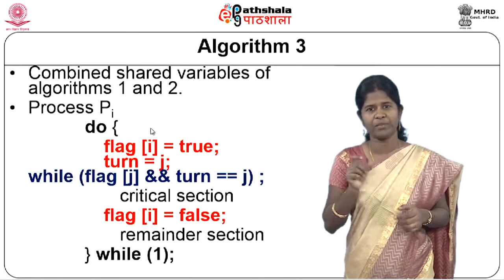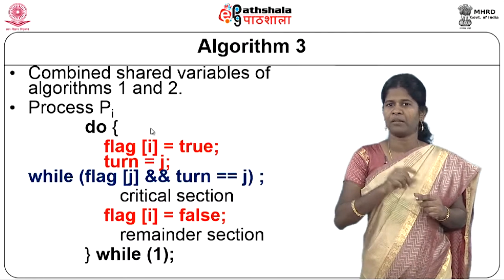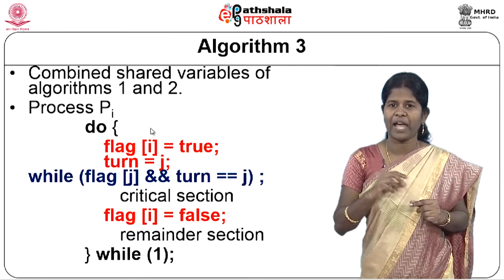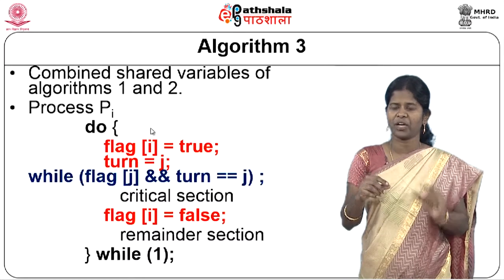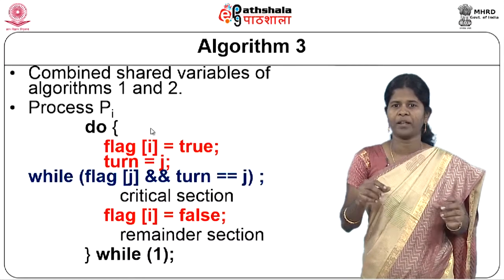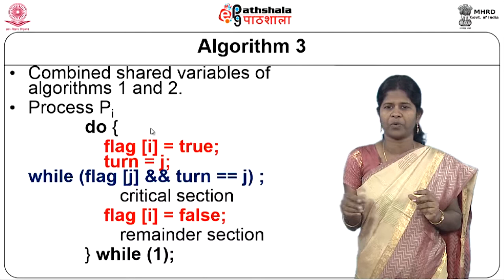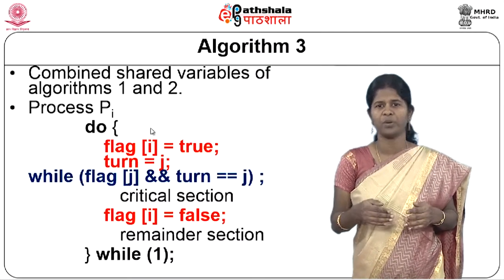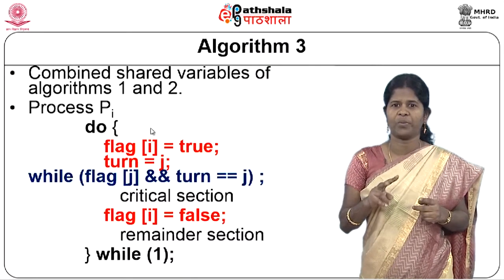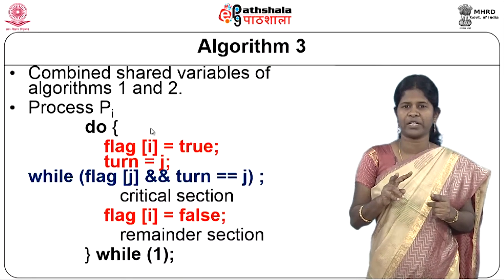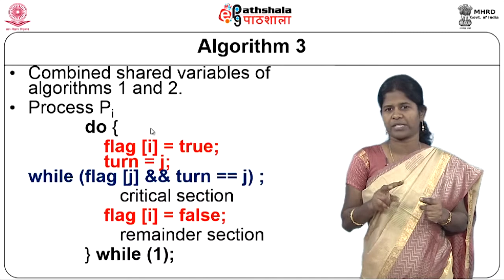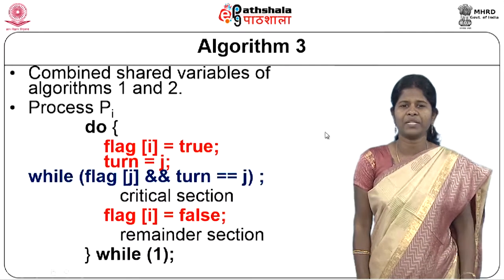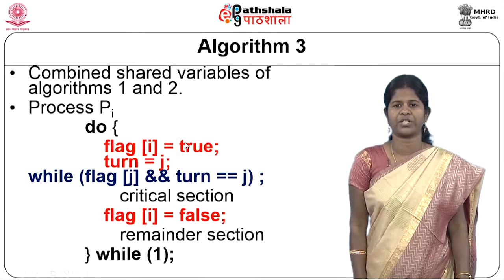And this turn is a variable that is common between P0 and P1, and flag is an array where you have flag of 0 which is used by process P0 and flag of 1 used by process P1. This again is an algorithm which gives a solution to two processes, when two processes try to compete for the critical section, how to synchronize. And we will see what happens here in the entry section.